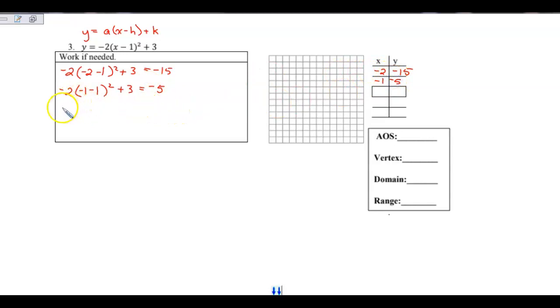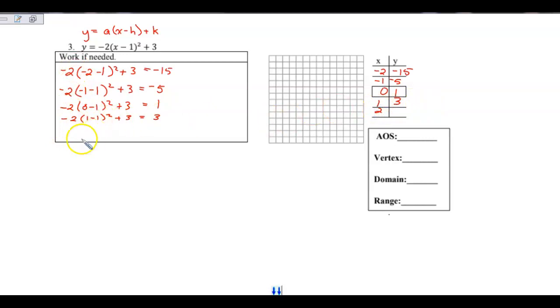If x is 0, negative 1 squared is 1. 1 times negative 2 is negative 2. Negative 2 plus 3 is 1. If I keep going, let's do 1. So if x is 1, 1 minus 1 squared, that's 0. 0 squared is 0. Times negative 2 is 0. Plus 3 is 3.